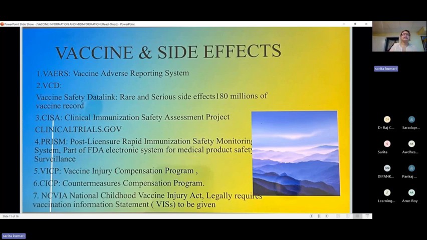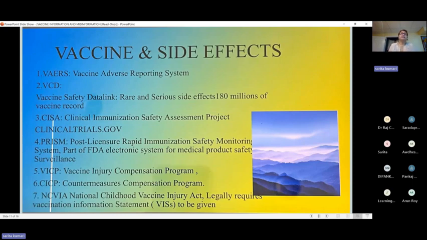Now, I added this site because someone asked what the US is doing. So the US has a whole reporting system. Number one is VAERS, which is again the Vaccine Adverse Event Reporting System, where any patient, any doctor, anyone can report, even if it is not clear that their side effect is from the vaccine. The next is VSD, or Vaccine Safety Datalink. If you want to look into rare and serious side effects, they are reported here, and there are more than 180 million vaccine records. So there are multiple sites you can see if you want to go through all of them.